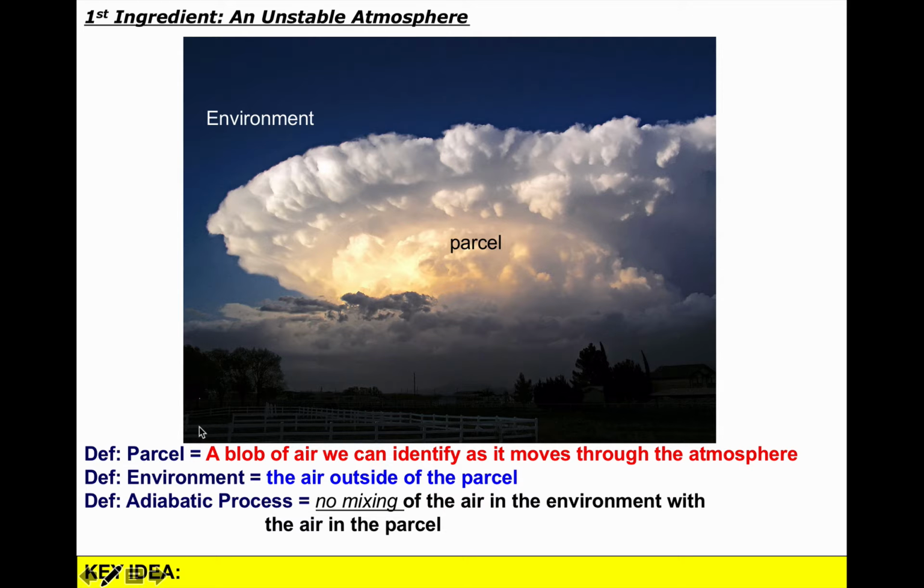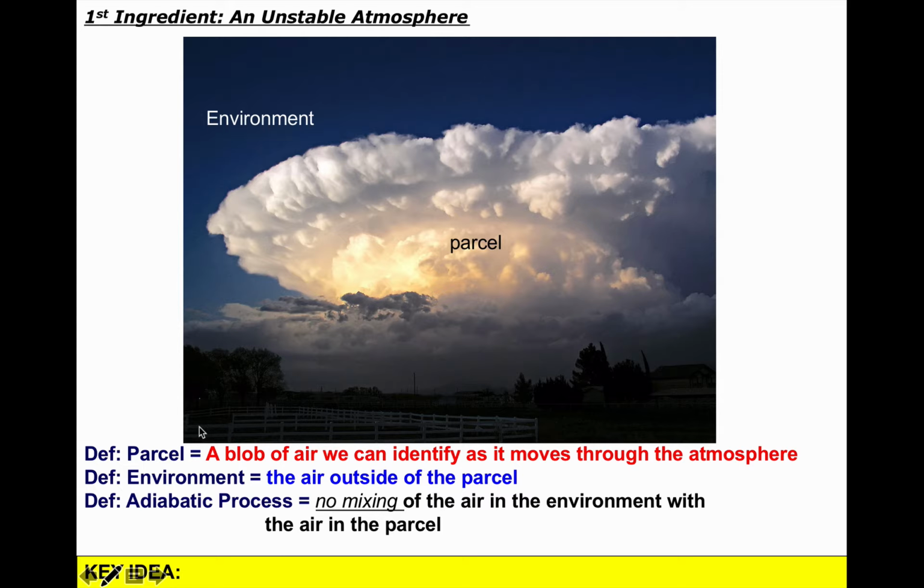To help you understand this, I need to introduce a new concept here. It's a concept of what we call parcel theory. Now, what is a parcel? I got it there in red. It's a blob of air. You can identify this blob of air as it moves throughout the atmosphere. Hold out your hands and just grab a blob of air. There you go. You're holding a parcel.